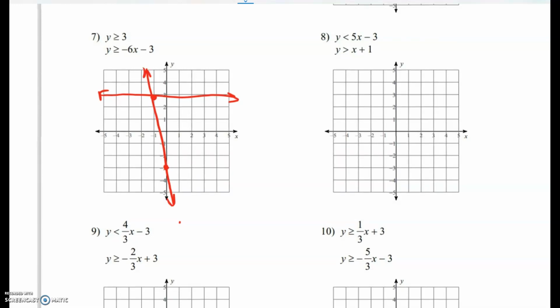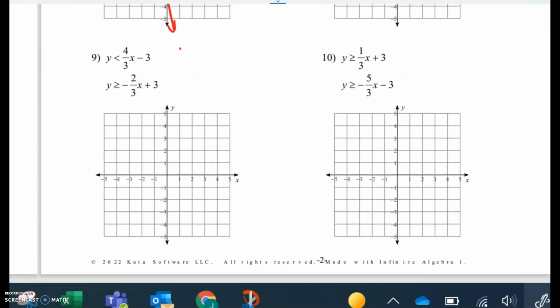And now I'm going to think about the shading. So what am I going to shade? Well, it's above, so that would be this way. And then it's above on this one, so that'd be this way. So it's looking like this would be the overlap. That would be the final answer. Everything in there is a part of the solution set. If you don't like that technique, go ahead and do what we did on the one before this one, and then just erase or darken in where the overlap should be.